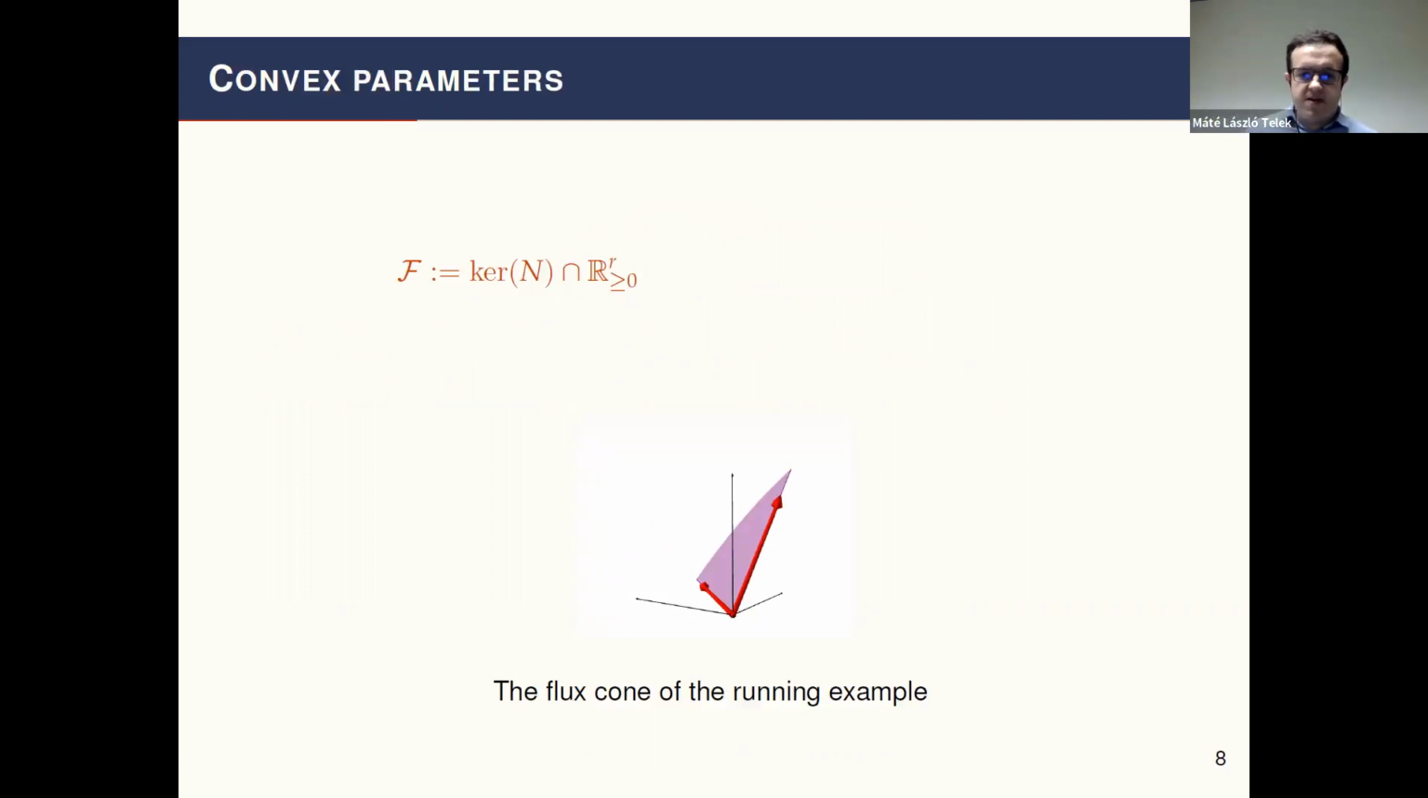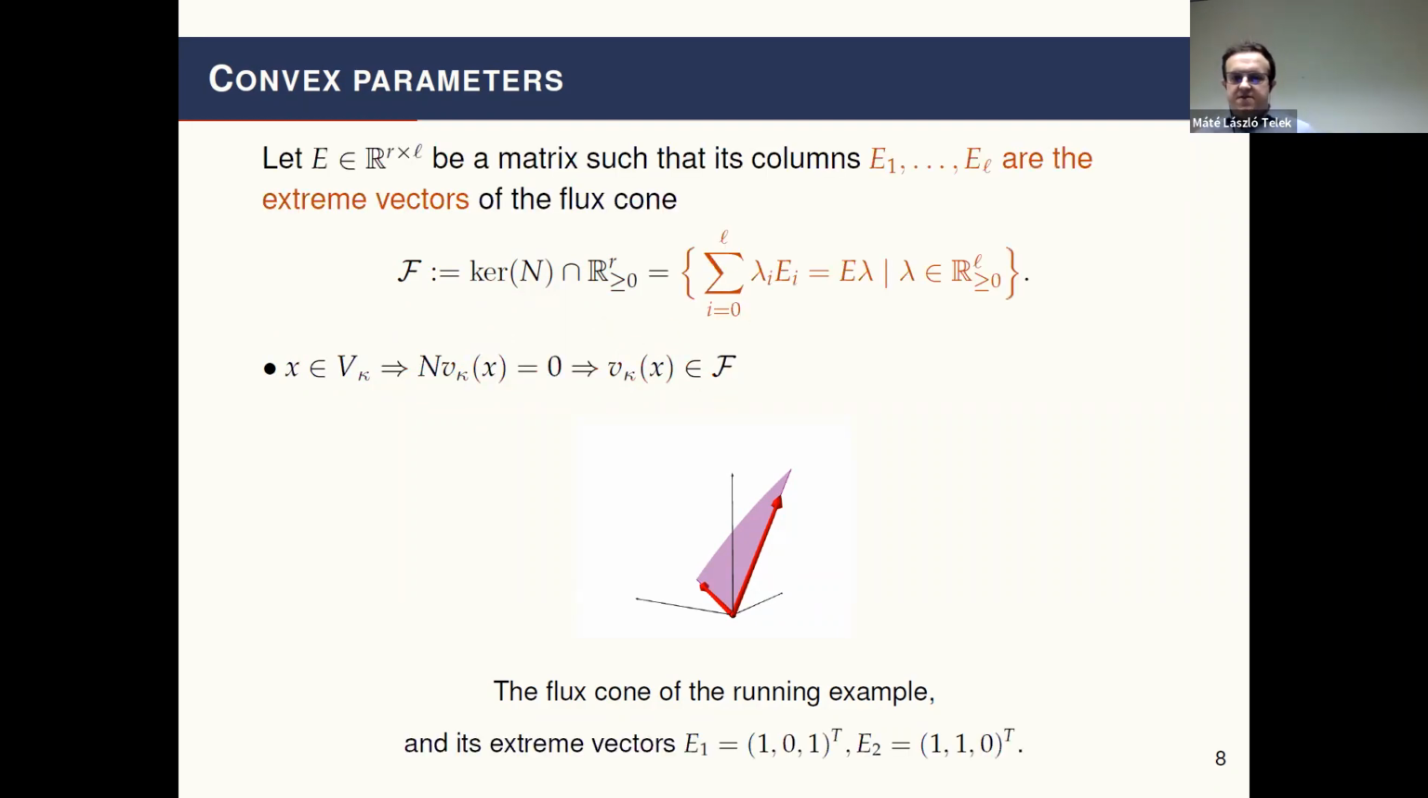And for that, first we have to look at the flux cone, which is just the kernel of the stoichiometric matrix M intersected with the non-negative orthant of R^r. And the reason why this cone is so interesting is, if we know that x is in the steady state variety V_kappa, then by definition, the reaction rate function lies in the kernel of M, and it has non-negative entries. So this reaction rate function is going to be contained in the flux cone. And the flux cone is a very nice convex polyhedral cone. So you can just compute the extreme vectors of this cone, and you can write every element in the cone as a non-negative linear combination of the extreme vectors. So for every reaction rate vector v_kappa(x), you can find a lambda such that E times lambda equals this v_kappa(x), if x is in the steady state variety with parameter kappa.